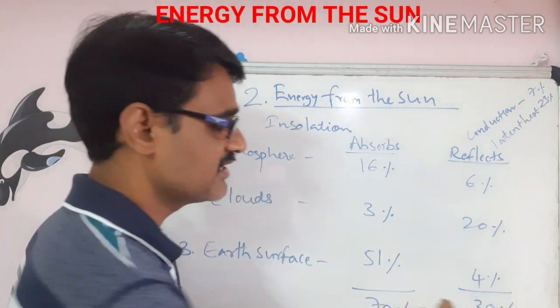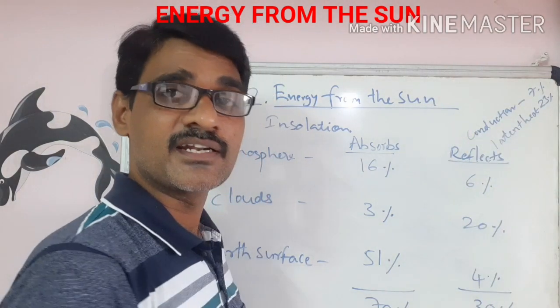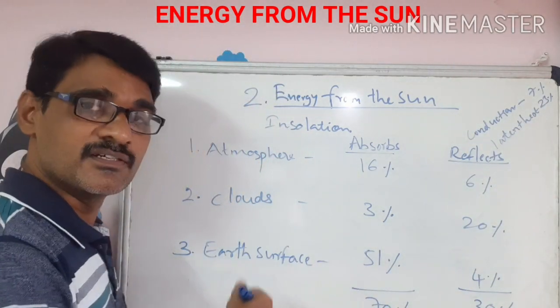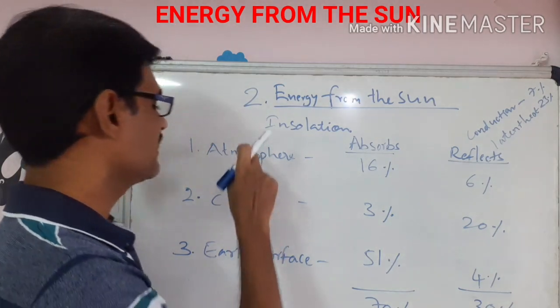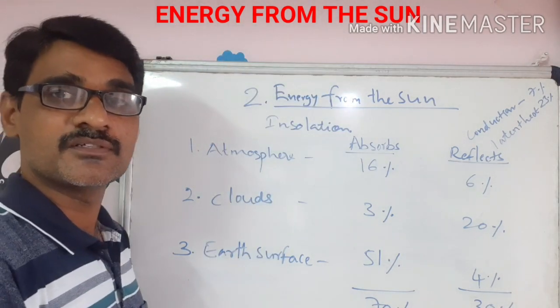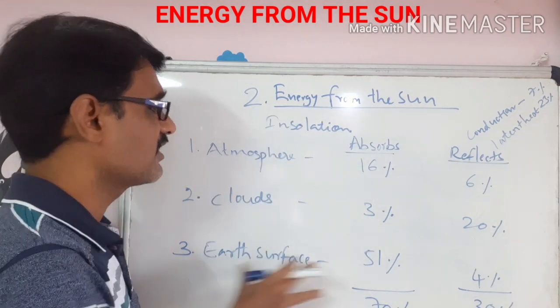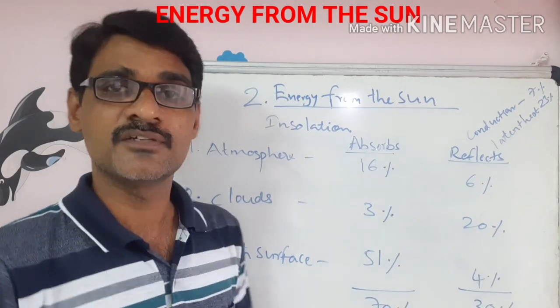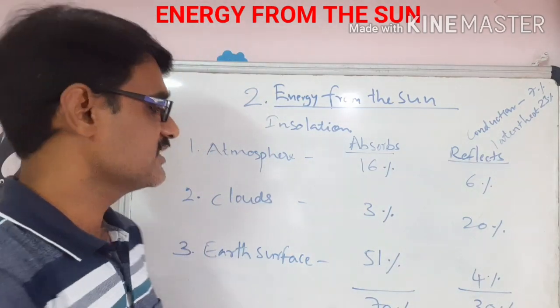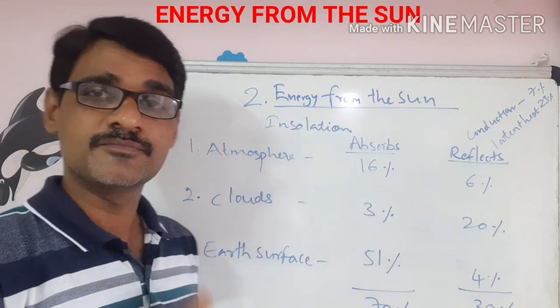30% of energy is reflected into the space directly, and 70% is absorbed by the Earth's surface, clouds and atmosphere included. These three are absorbing 70% and these three are reflecting 30%. This is about the insolation.